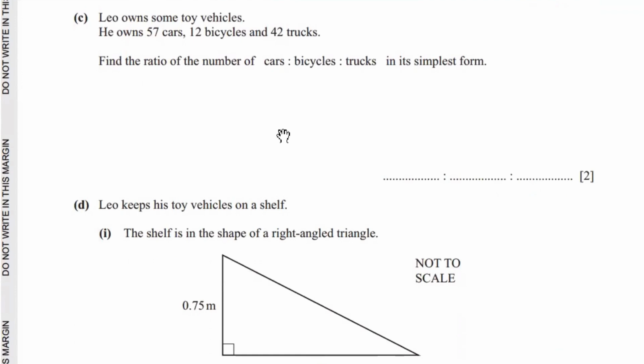Then part C says, Leo owns some toy vehicles. He owns 57 cars, 12 bicycles, and 42 trucks. Find the ratio of the number of cars, bicycles, trucks, in its simplest form. So 57 ratio 12 ratio 42.